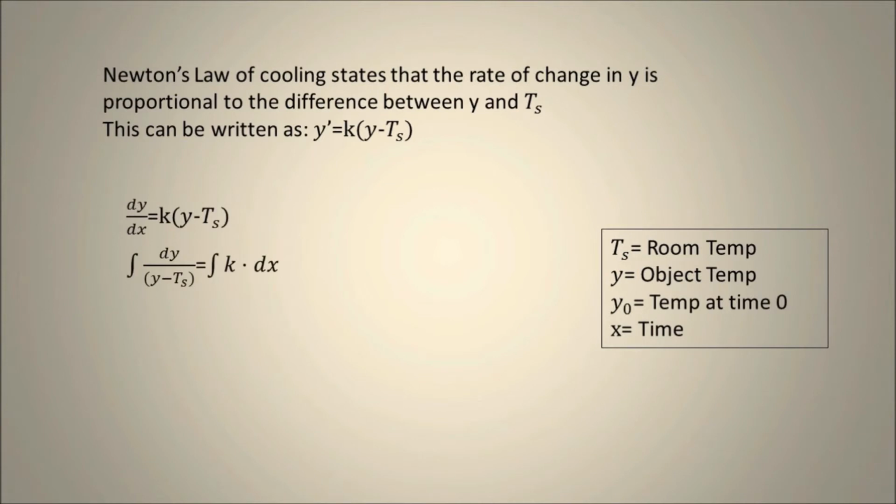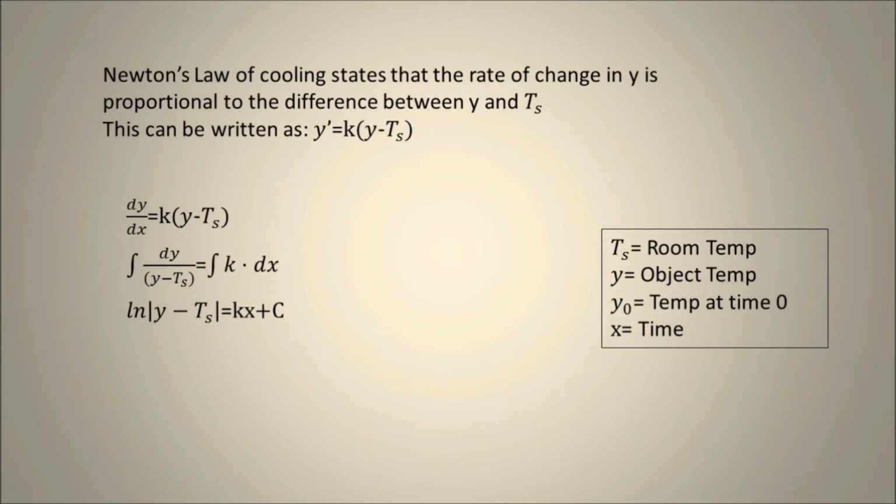To solve, we first take the integral of both sides. The left side is dy over y minus t. The integral of a function that is derivative over original is natural log of the original, giving us ln of y minus t. The right side is a constant multiplier k, making the integral kx plus c.